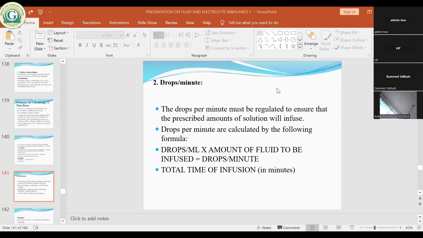Okay. Can I start the question? Yes, please. Okay. You have been ordered to infuse 5 liters of normal saline.